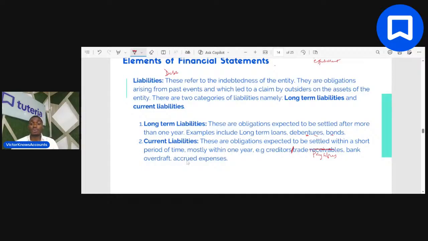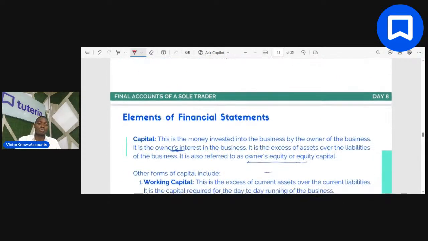So we also have bank loans, any loan from the bank within a short period of time, short-term loans. Then, of course, accrued expense, and prepaid income. I will explain accrued expense and prepaid income when we get to accruals and prepayment. All right, now to the last one, we have capital.